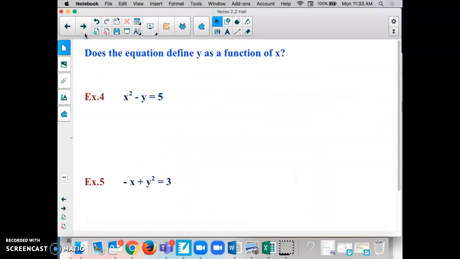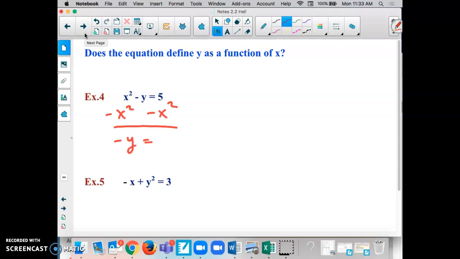So, does the equation define y as a function of x? If it is a function of x, it should pass the vertical line test. Or for every x value, there should be one unique y value, not two y values. Let's do example 4. We can do this by solving for y. If I subtract x squared on both sides, negative y equals negative x squared plus 5, and then divide everything by negative 1, y equals x squared minus 5. So I've solved it for y. Now the question, does the equation define y as a function of x? It does, because no matter what x value I plug in, I will only get one y value.